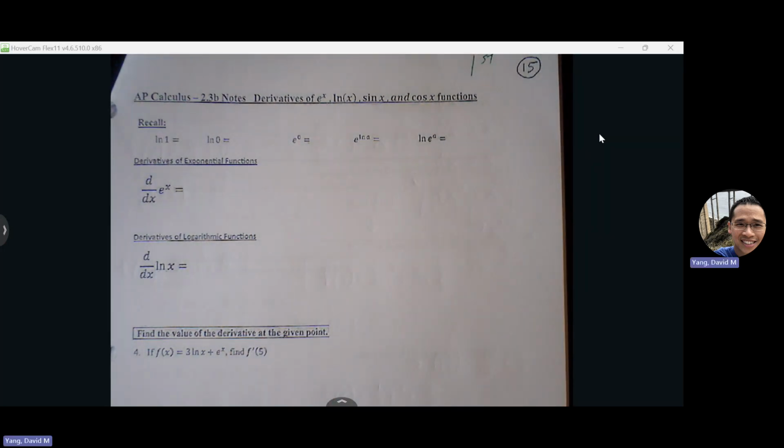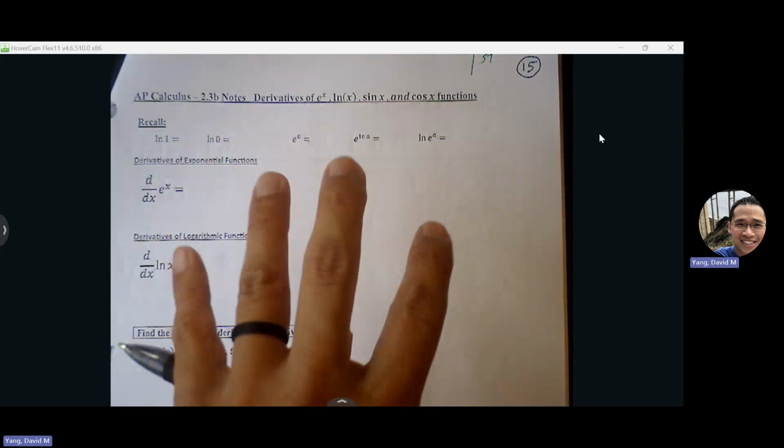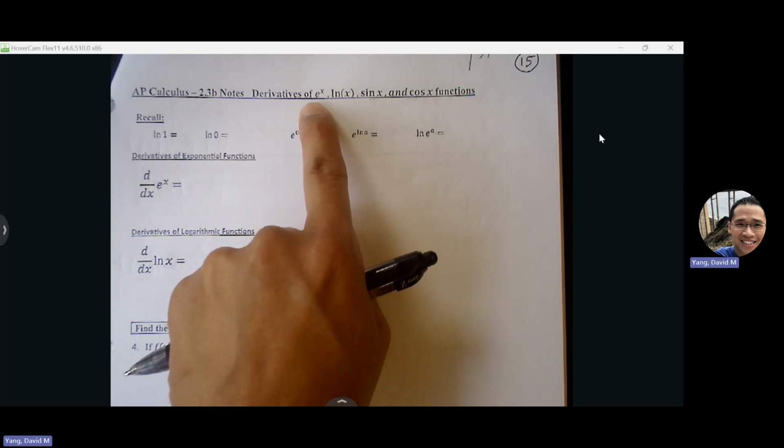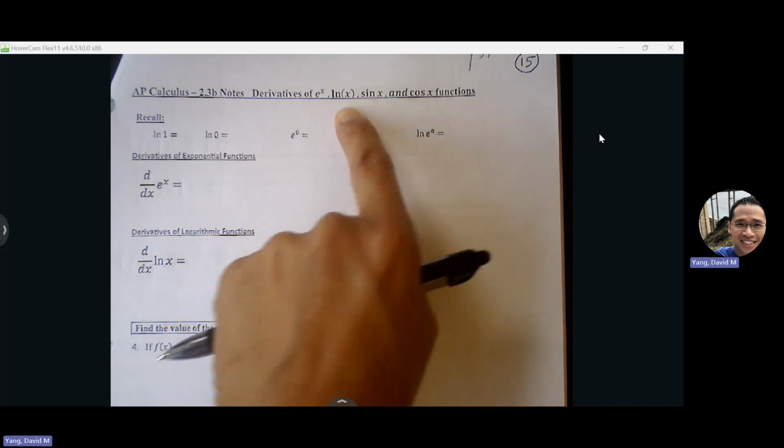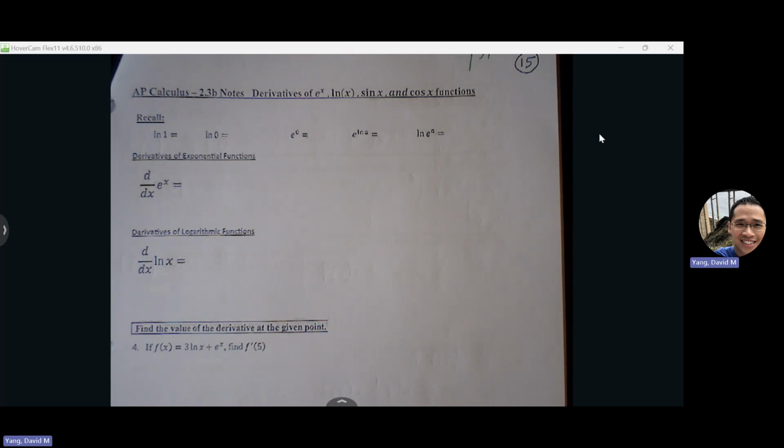So with BC, we're going to introduce the derivatives for different families of functions a lot earlier than AB. With AB, I spent a lot of time with the power rule, and then later in the semester we introduced e to the x, natural log, sine, and cosine. But we're going to do that a lot earlier in BC, so we have a lot more derivative rules to work through earlier in the year.